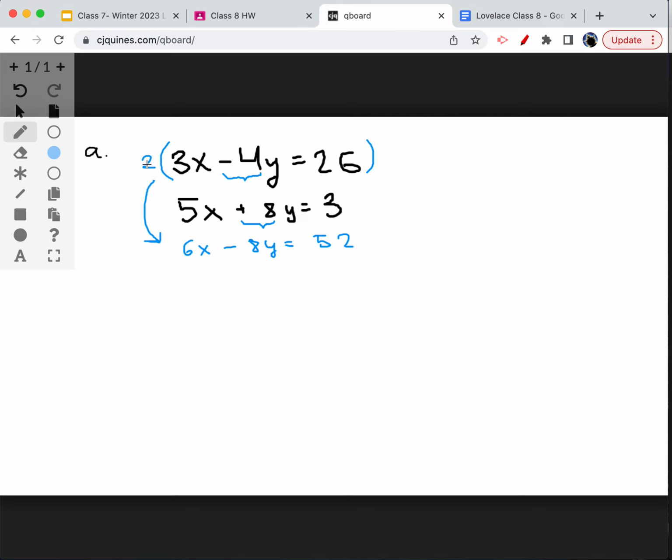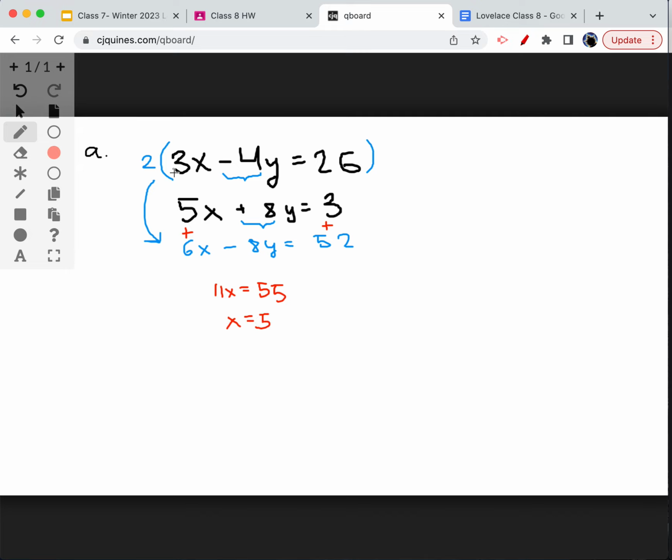So if we multiply the first equation by 2 on both the left and right hand side, we can sort of get rid of this y variable entirely. So if you multiply by 2, you should get 6x minus 8y is equal to 52. And then if you add these two equations, you'll get 11x is equal to 55. So x is equal to 5.